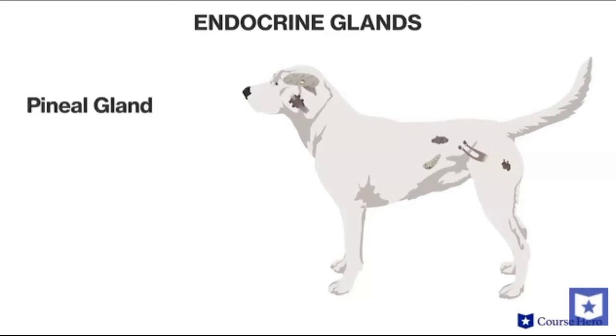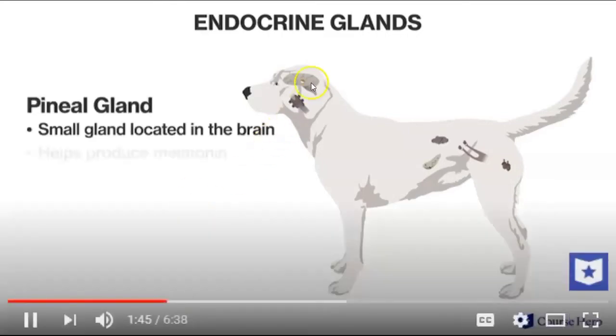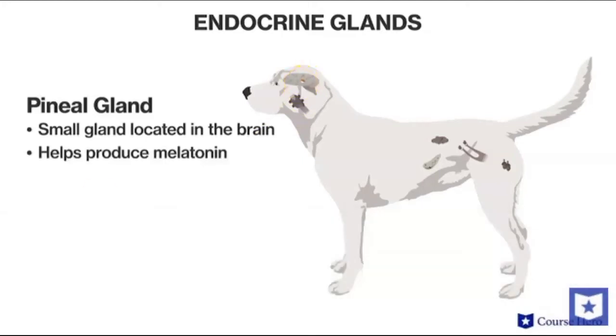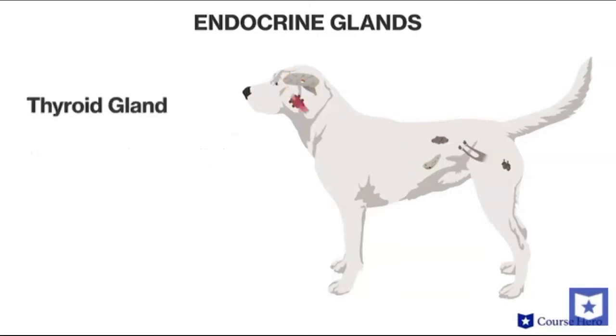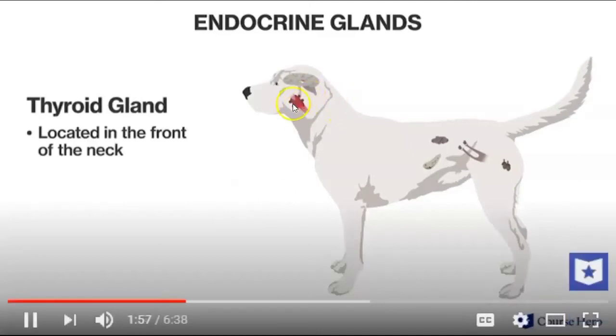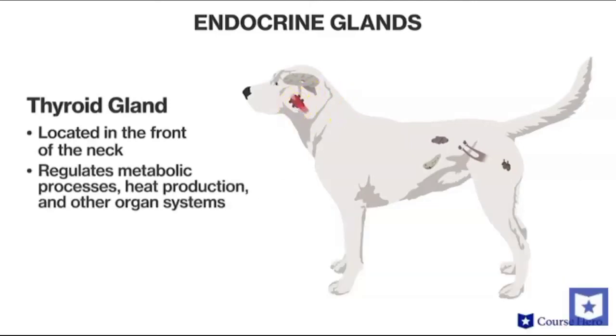The pineal gland is a small endocrine gland located in the brain that plays a role in the production of melatonin, a hormone that aids in the regulation of sleep patterns. The thyroid gland is an endocrine gland located in the front of the neck that produces thyroid hormones that help regulate metabolic processes, heat production, and the development and function of other organ systems.